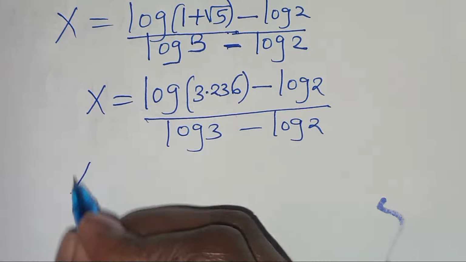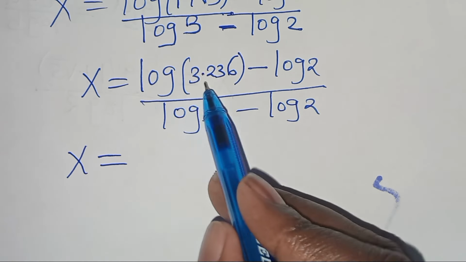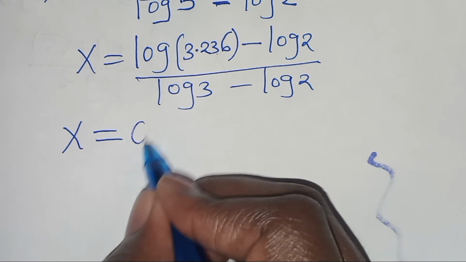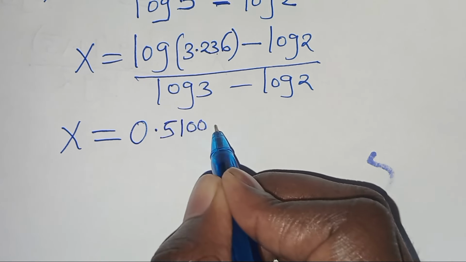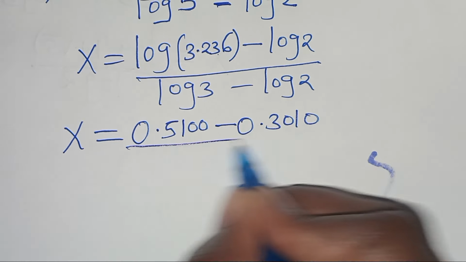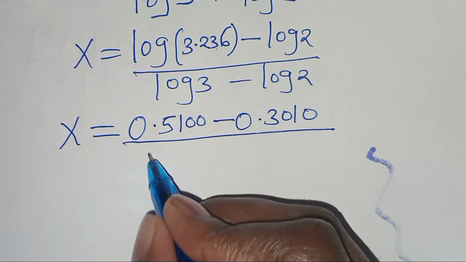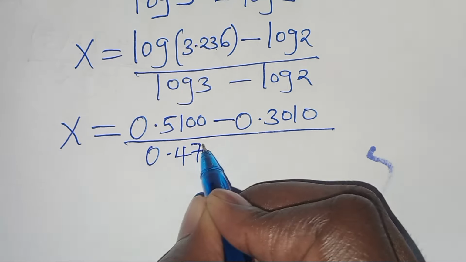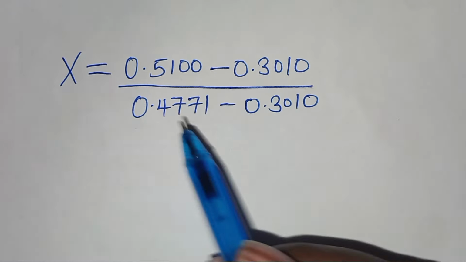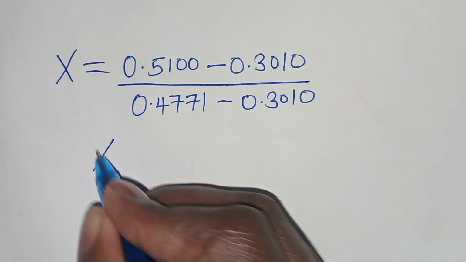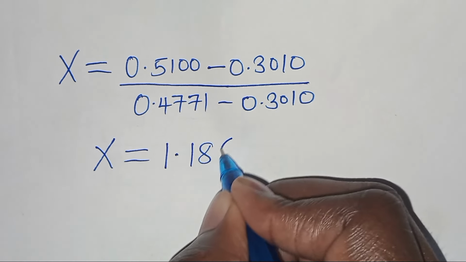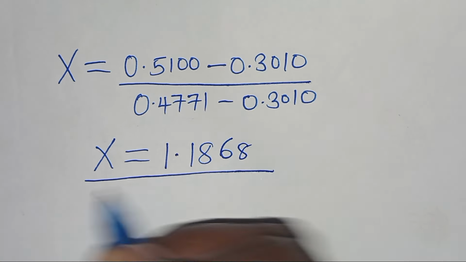The next step from here, we have that x is equal to log 3.236. This is the same thing as 0.5100, subtract log 2. Log 2 is 0.3010, divided by log 3, which is 0.4771, minus 0.3010. And now from here, this implies that the value of x here is equal to 1.1868. So this is the value of x.